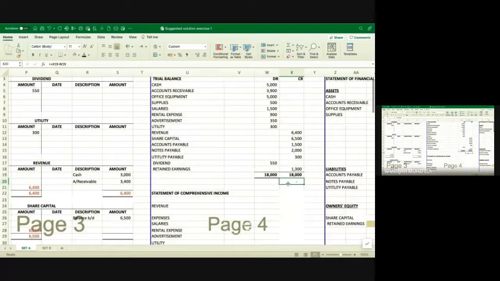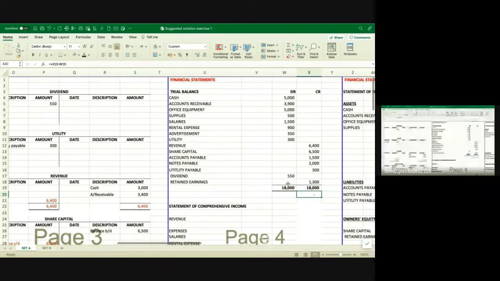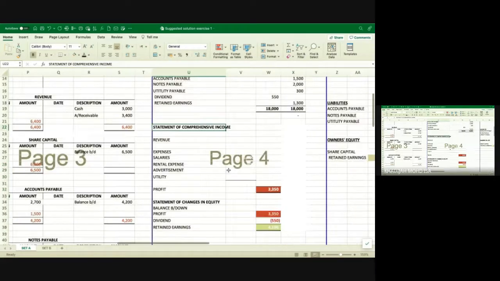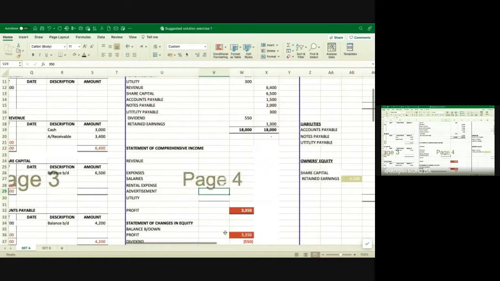Okay. Based on your trial balance, you first prepare your statement of comprehensive income, which is your profit and loss account. And then you prepare your statement of changes in equity, and only then your statement of financial position.